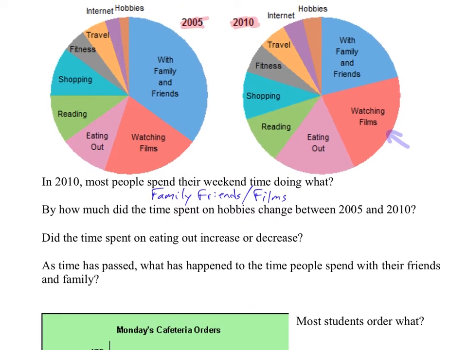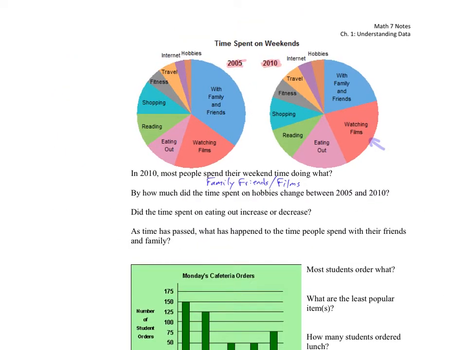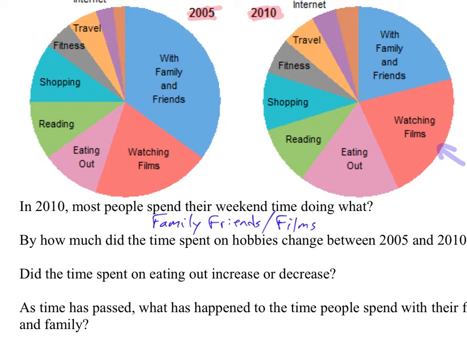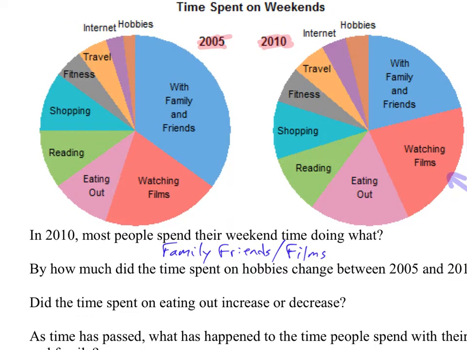By how much did the time spent on hobbies change between 2005 and 2010? So we're looking for hobbies and how much it changed. Hobbies are the brown, right? So you have the brown up here. So you're looking at this much of the wedge. One sec, things are going crazy on me. All right, so we have this wide of a wedge, and now we have this wide of a wedge.